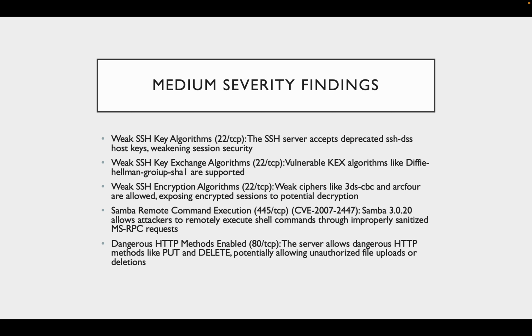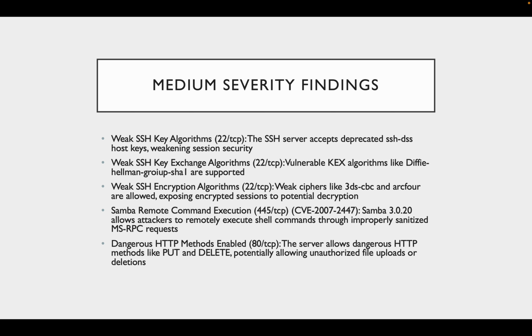Moving on into the medium severity findings, there were several weaknesses in the SSH service. First, weak host keys like ssh-dss were accepted, even though they are no longer considered secure. Second, weak key exchange methods like Diffie-Hellman Group 1 SHA-1 were supported. This makes it easier for attackers to decrypt SSH sessions.